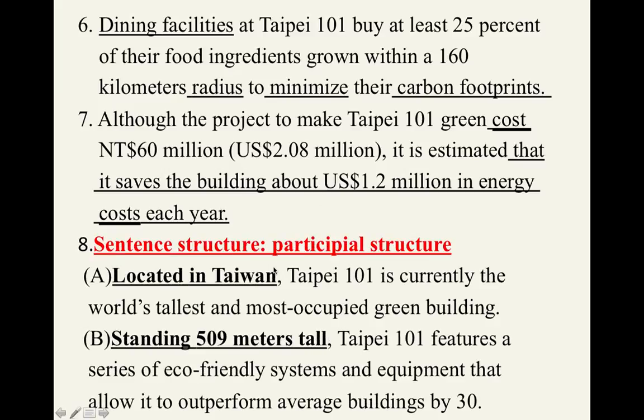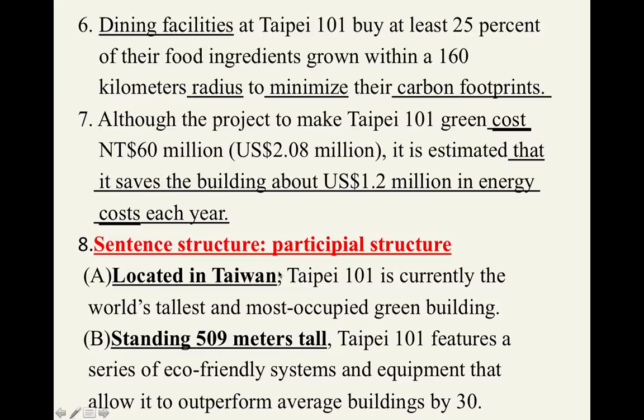Okay, all right. And then I want to show you two special sentence structures. They are participial structures. There are two kinds: one is past participle and the other is present participle. And here, located in Taiwan means Taipei 101 is located in Taiwan, and the Taipei 101 is are omitted. And standing 509 meters tall, standing means Taipei 101 is standing. Or again, Taipei 101 is are omitted.